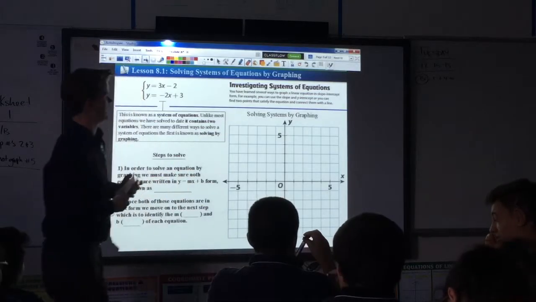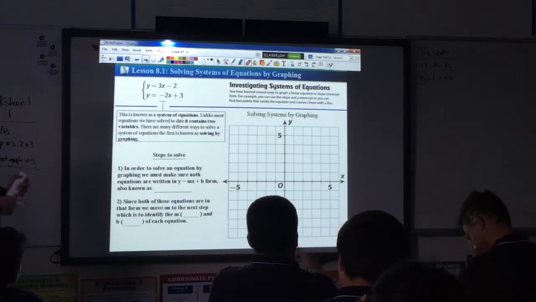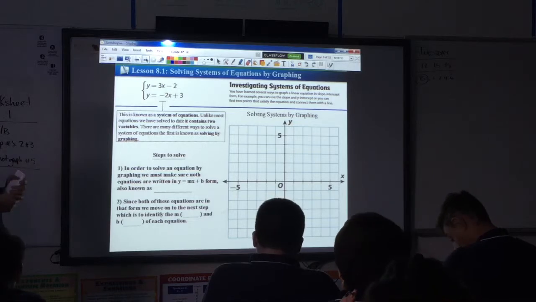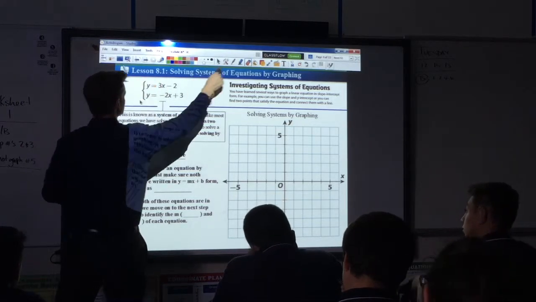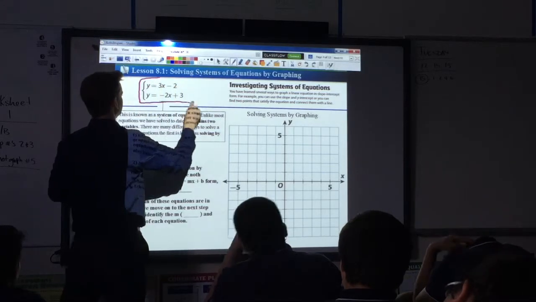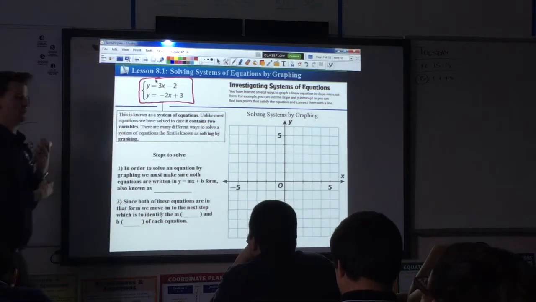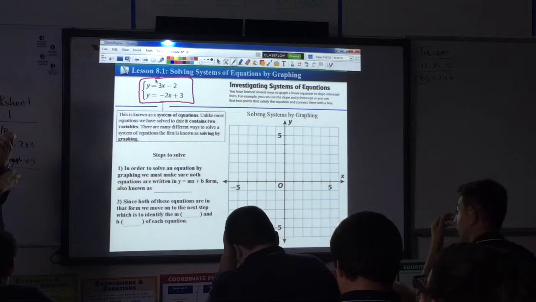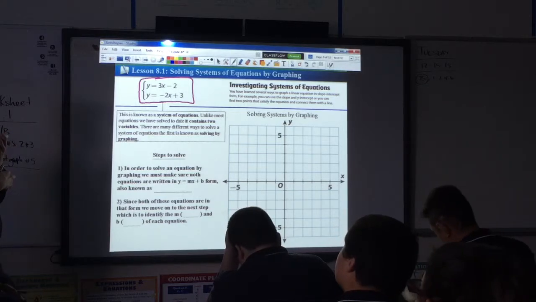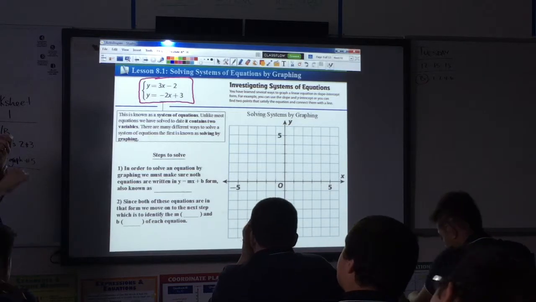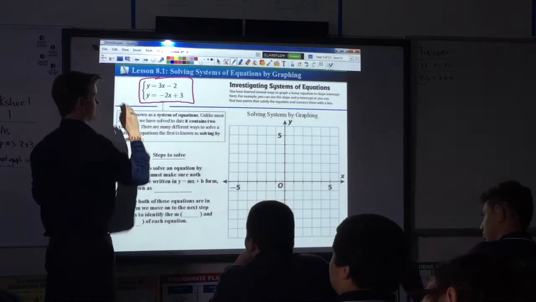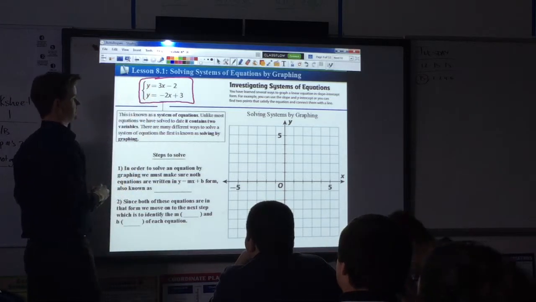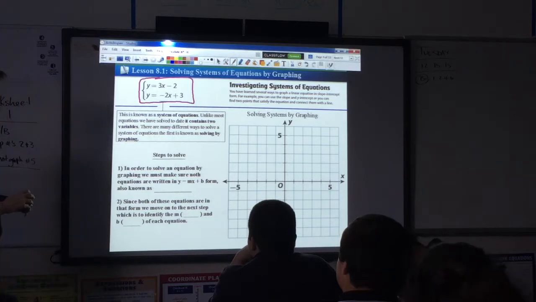Okay, so here we have a system of equations. Unlike what you've seen so far, where we just have one equation, now we have two equations together. And what we're looking for is the solution to both equations. There will be one coordinate pair. Our solution for a system will always be a coordinate pair. There is a coordinate pair somewhere in the universe that solves both equations simultaneously. That means at the same time.